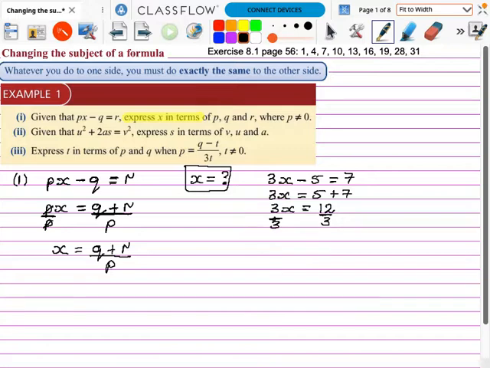Now, there's something in mathematics called partial fractions. And basically, you've got q plus r divided by p, or you can write it as q divided by p plus r divided by p, where you can split it into its separate fractions.